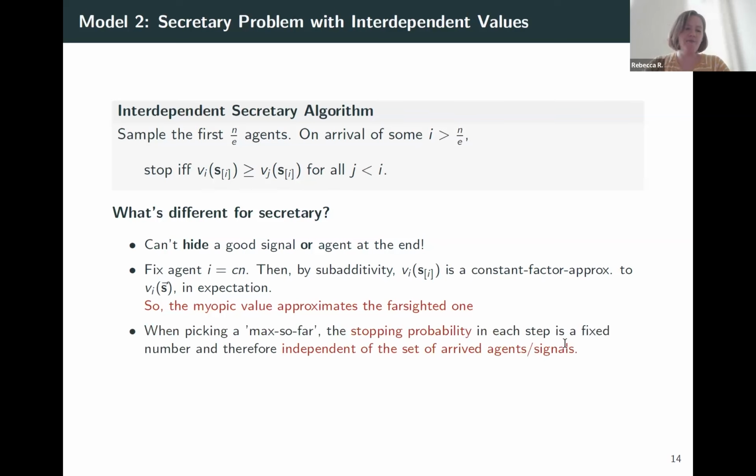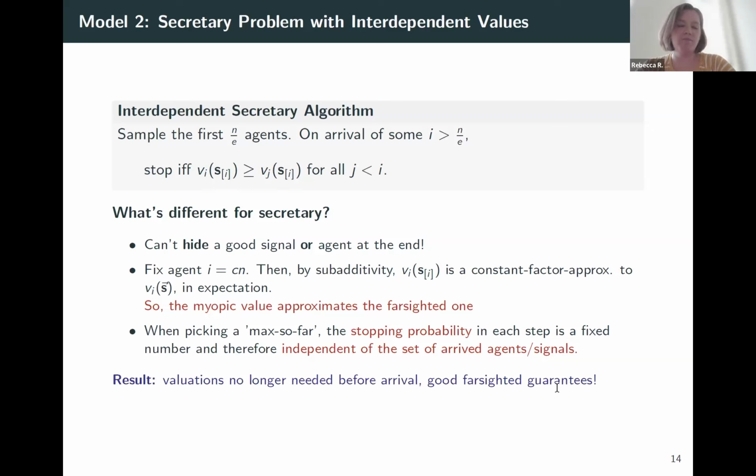And finally, we have also, which we exploit in the proofs that I'm not showing, that if we pick by a rule that defines our maximum so far, as we do above, right, then the probability that we stop in a certain step is just a fixed number. And it doesn't matter which part of the instance we see until then, it's going to be always the same probability for stopping in step I. So these are the things we essentially throw together to get our 2E approximation for secretary.